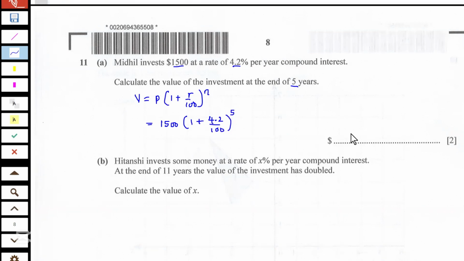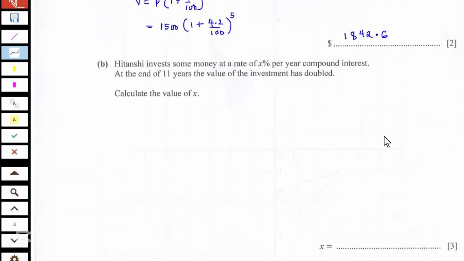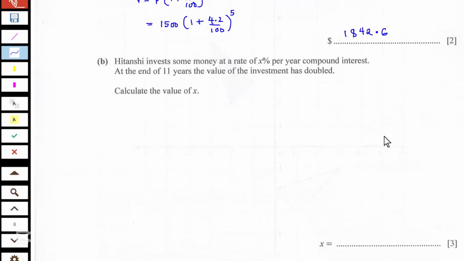After using the calculator, you should get 1,842.6. So $1,842.6 is the answer to question 11A. Now, question 11B: Hitachi invests some money at the rate of X% per year compound interest. At the end of 11 years, the value of investment has doubled. Calculate the value of X.